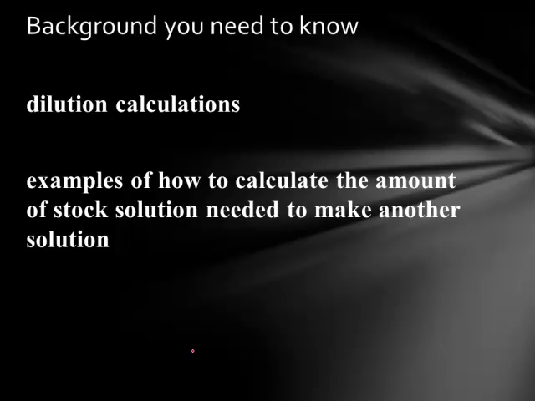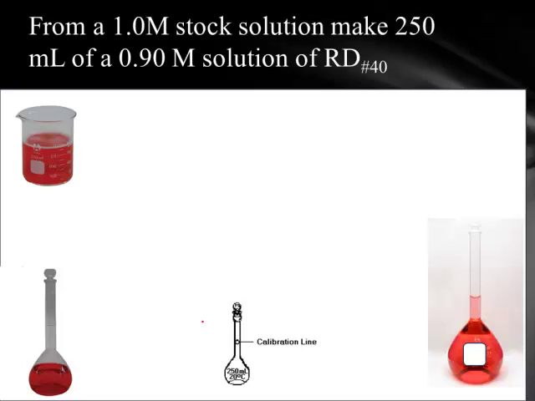You will need to give some thought to the dilution calculations, and so let's take a look at that right now. Well, we're going to look at examples of how to calculate the amount of stock solution needed to make another solution. It's a fairly simple calculation. We're going to look at 3 examples, and then you will want to make your stock solution calculations. Write those down so you'll be ready to start the lab.